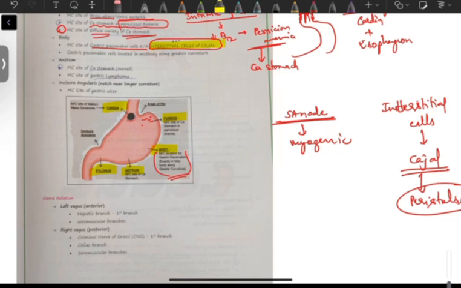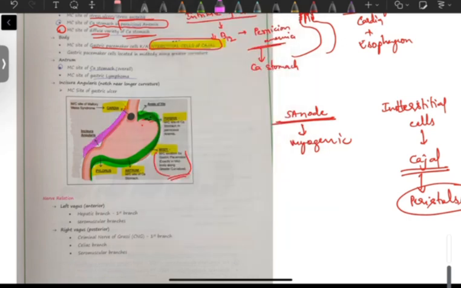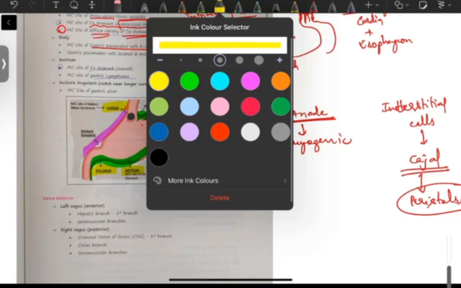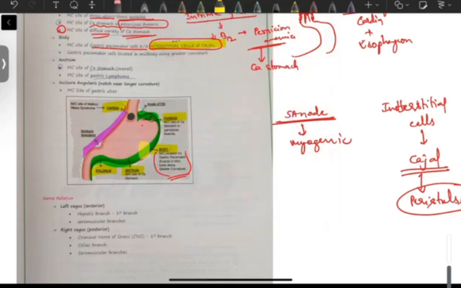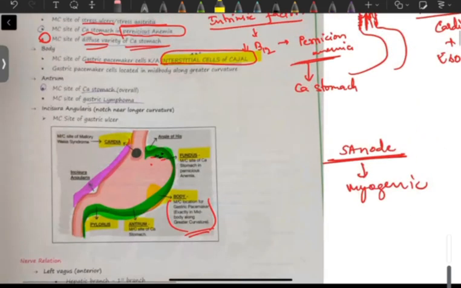Okay, so these gastric pacemaker cells are located in the mid body along the greater curvature. So we all know this, the one I am marking in green is the greater curvature, and the one I am marking in pink is the lesser curvature. So here these interstitial cells of Kahal are located in the mid body along the greater curvature. Okay, so what do we need to know about the antrum of the stomach?